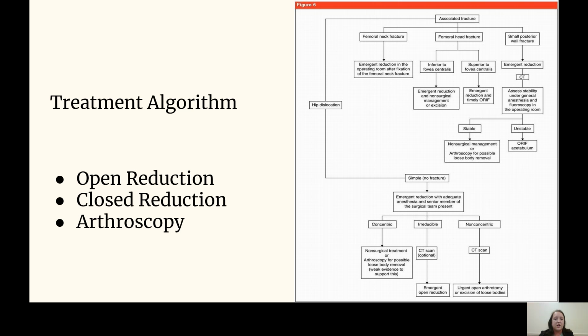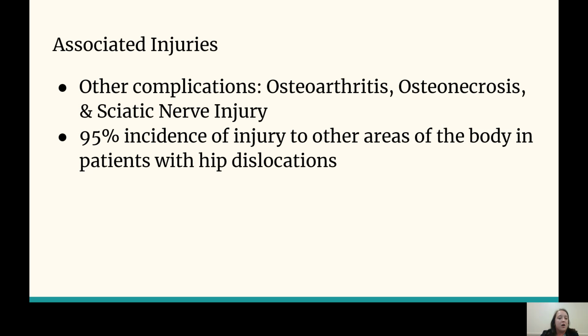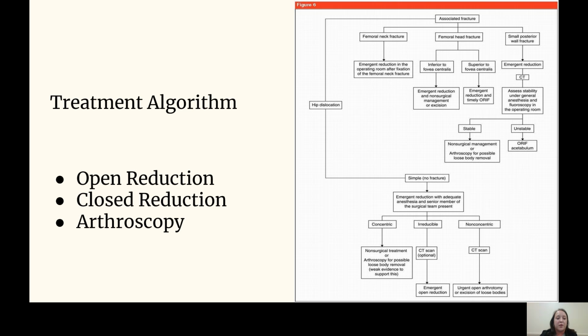This slide has a treatment algorithm. It did. If I can go back, there it is. The three main types of treatment for hip dislocations are open reduction, closed reduction, and arthroscopy. I updated my notes, so it's not on here.